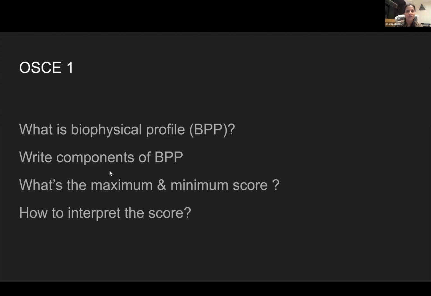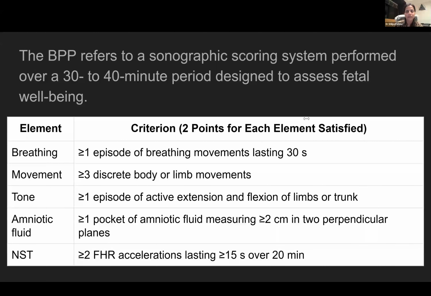Okay. So let us see the answer. So biophysical profile is used for the assessment of fetal well-being, right? It is a sonographic scoring system performed over a 30 to 40 minute period and designed to assess the fetal well-being. As you all have rightly mentioned, there are 5 components and each component is given 2 points. The components are breathing, movement, tone, amniotic fluid, and non-stress test. Each component has got 2 points. There is no 1 marking.